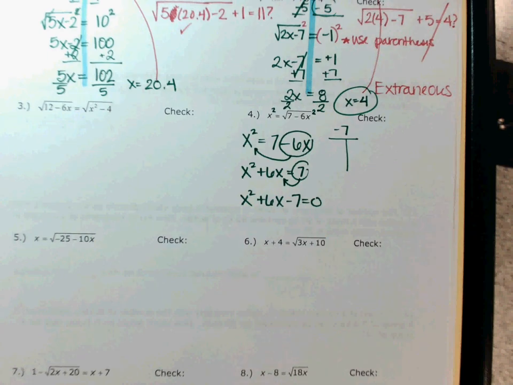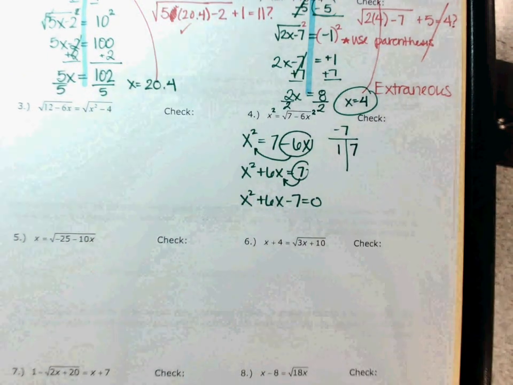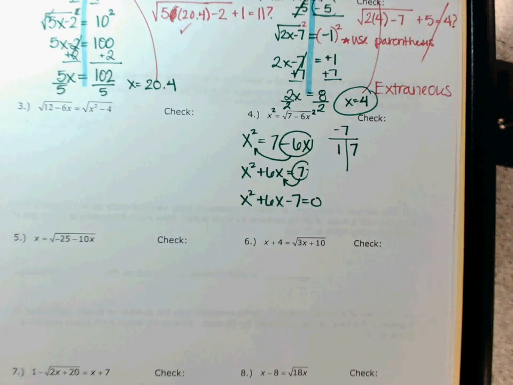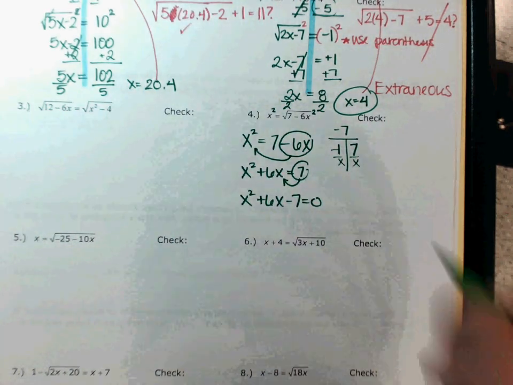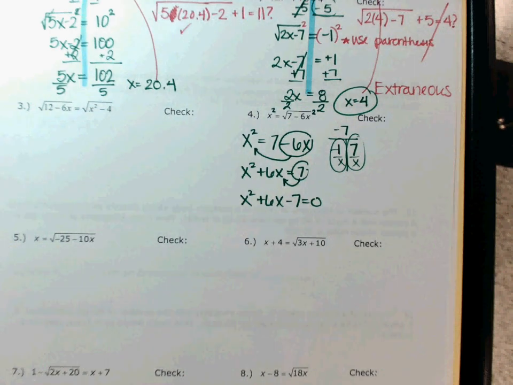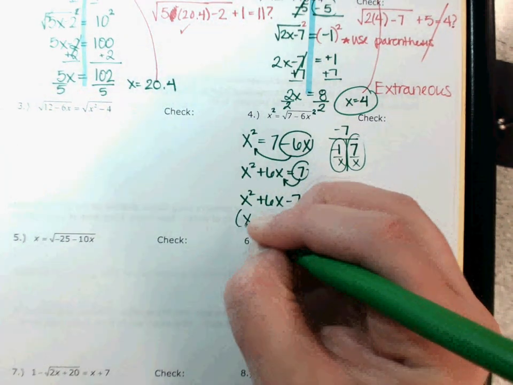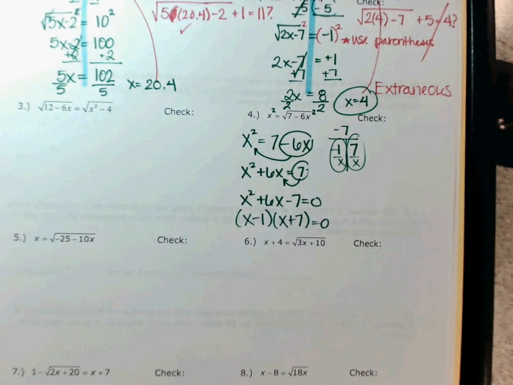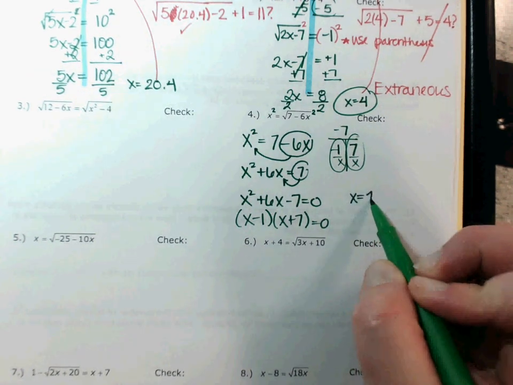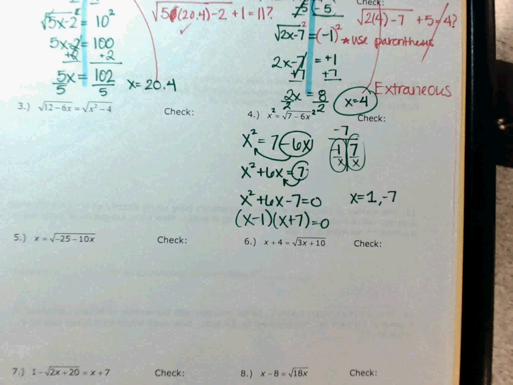I need numbers that multiply to minus 7. Well, 7's prime, so 1 and 7 are my only choices. But if I want to get a 6 left over, where do I put the minus? The 1 over x over x. So it'll be x minus 1 and x plus 7. Okay, from there, my answers, remember, are always the opposite of the number in parentheses. So I would get positive 1, negative 7.